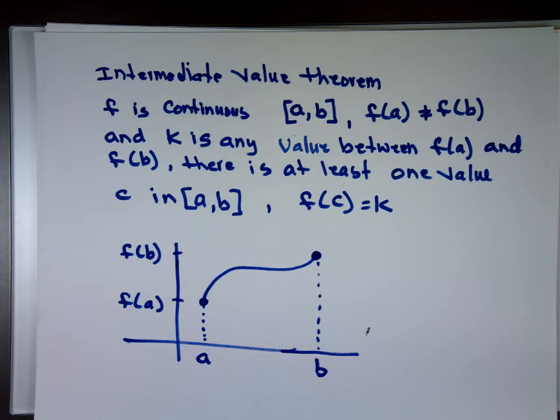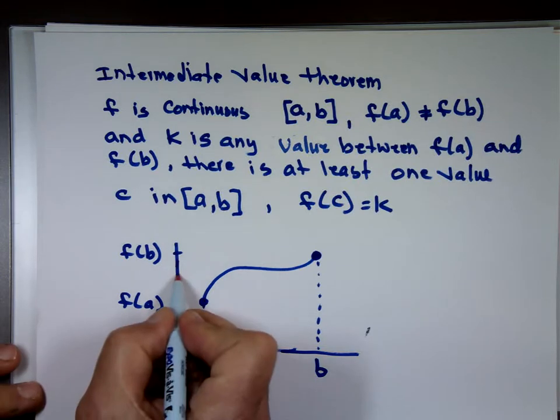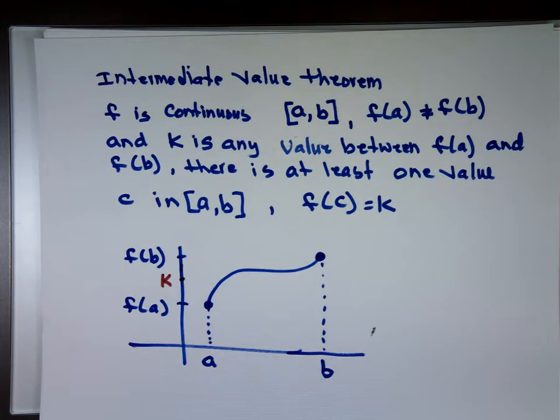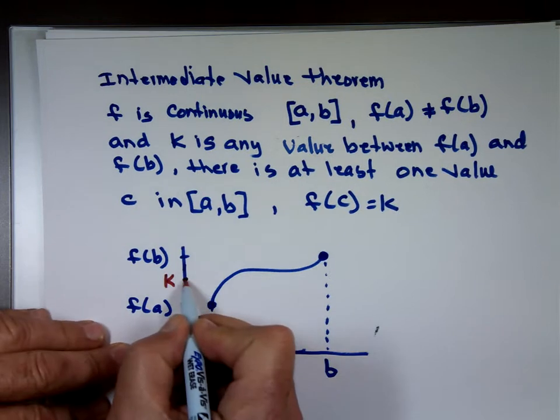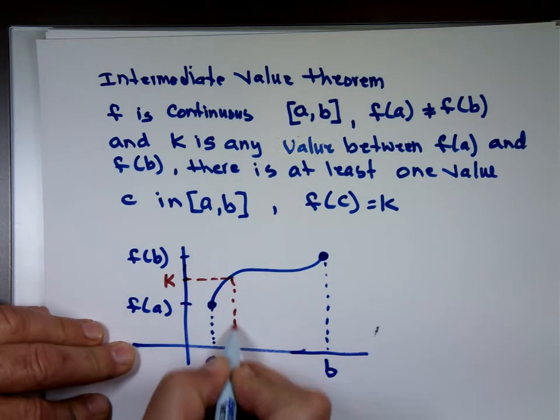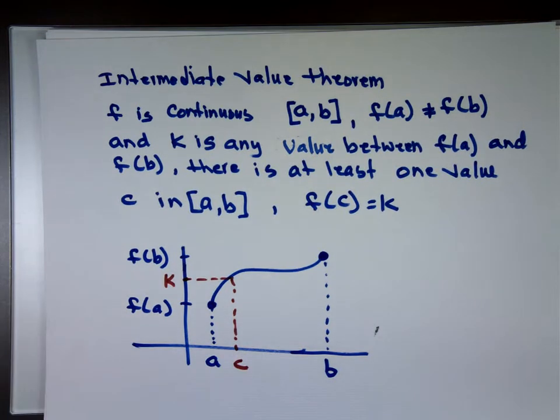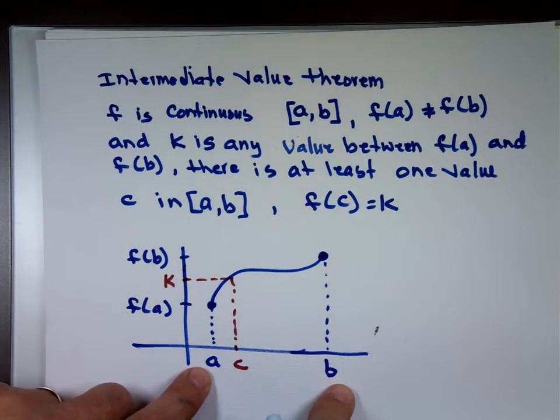Yes. If you pick a value between f of A and f of B, any number, somewhere here, K we'll call it, there has to be at least one value in that function which is this number. There has to be a point, we'll call it C, which is between A and B, where the value of the function at C will equal K. That's what that means. There's a point between A and B, at least one, could be more than one, where the value of the function at that point is equal to K.